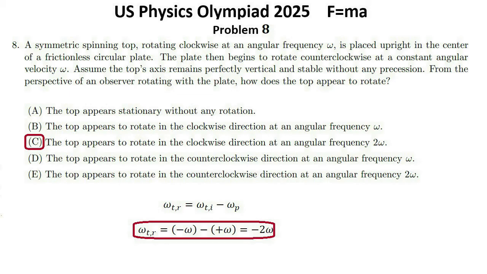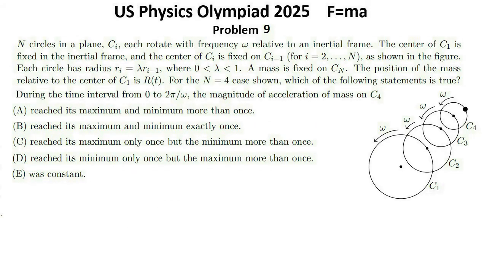And that was the solution for problem 8. Problem number 9. N circles in a plane, Ci, each rotate with frequency omega relative to an inertial frame. The center of C1 is fixed in the inertial frame, and the center of Ci is fixed on Ci-1, for i equal 2, etc. till n, as shown in the figure.